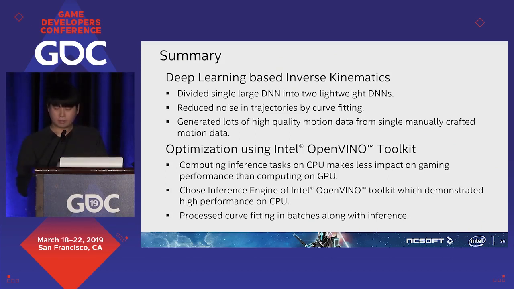And for the system optimization part, usually in games, GPU usage is almost maxed out computing graphics calculations. So we processed inference tasks on the CPU to have less impact on gaming performance. And we found that the inference engine of the Intel OpenVINO Toolkit provides especially high performance on CPU. Lastly, we processed curve fitting along with inference, trying to process in batches as much as possible.